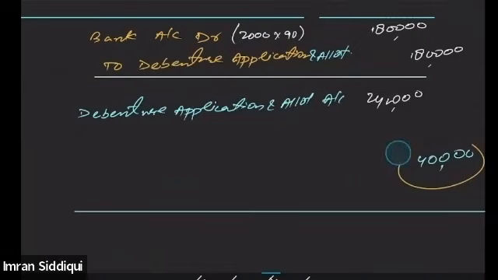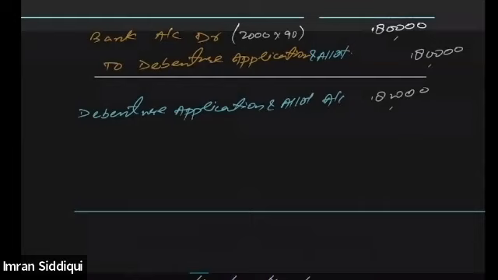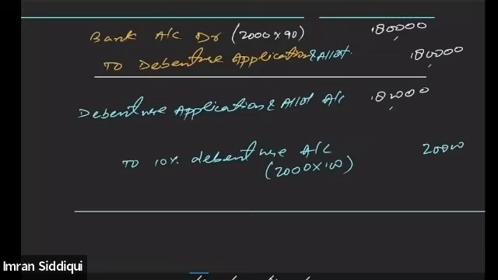Now we need to transfer the application amount to debenture account. And that will be, since we have only received 1,80,000, so we will be debiting 1,80,000 to debenture application allotment account, and to 10% debenture account. Debenture account needs to be credited by the face value. So 2000 into 100. So debenture account needs to be credited by 2 lakhs.